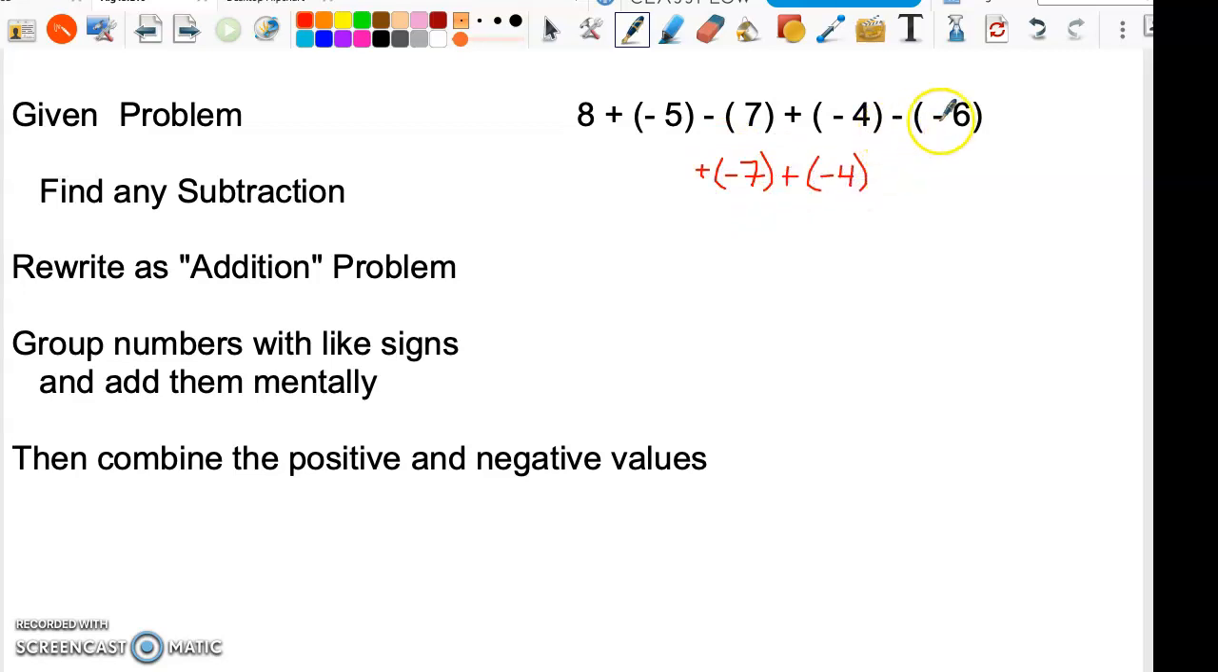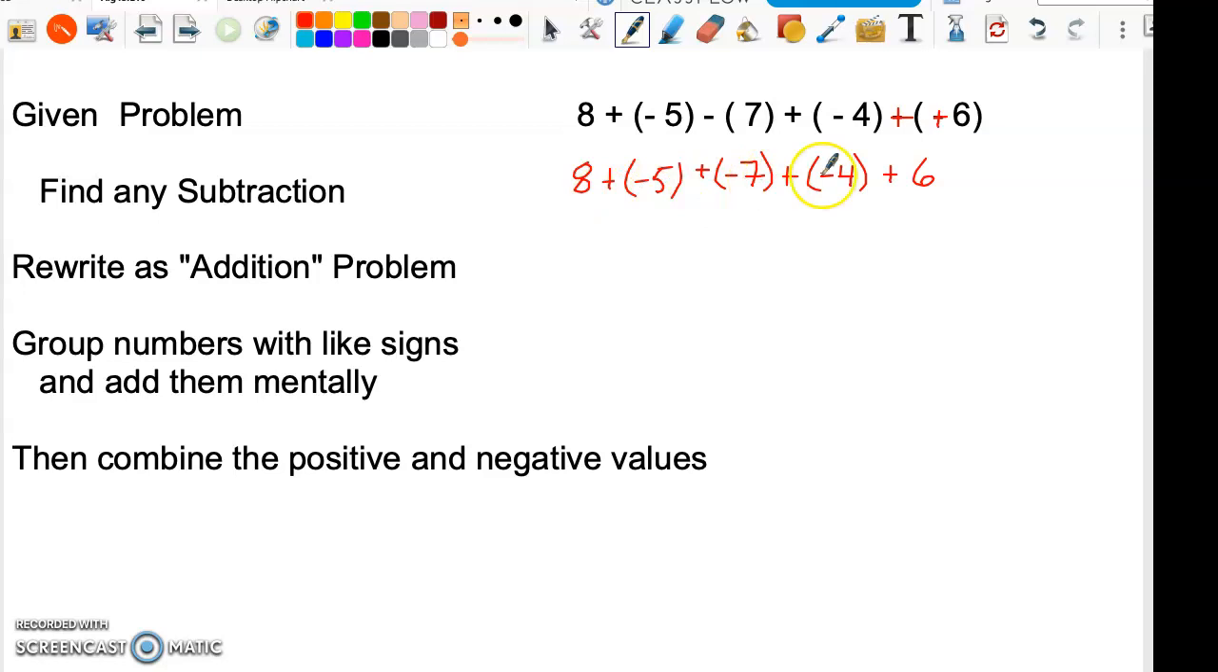And notice I have minus negative 6. Well, remember, whenever I have two negative signs next to each other, I'm just going to make them positive. So that's just going to be plus 6. I'm going to write down the rest of my addition problem here. Okay. So now I've created an addition problem. And what I'm going to do, here's the special trick.